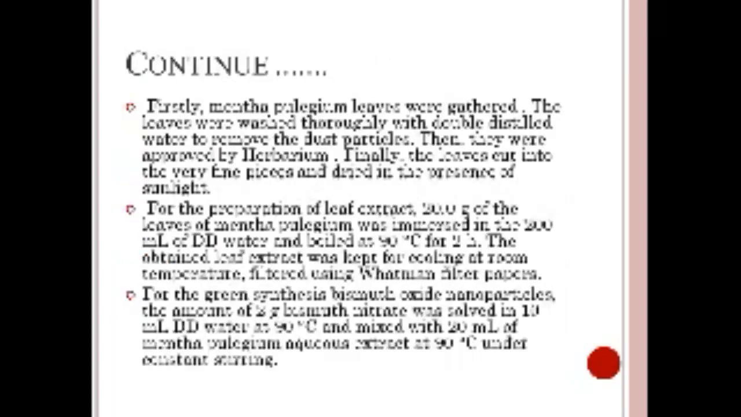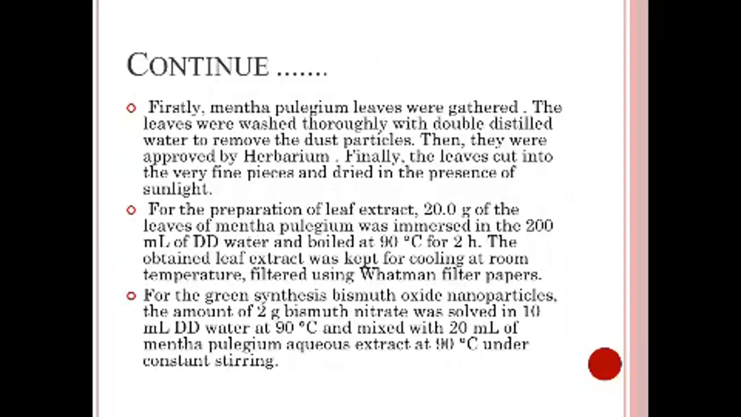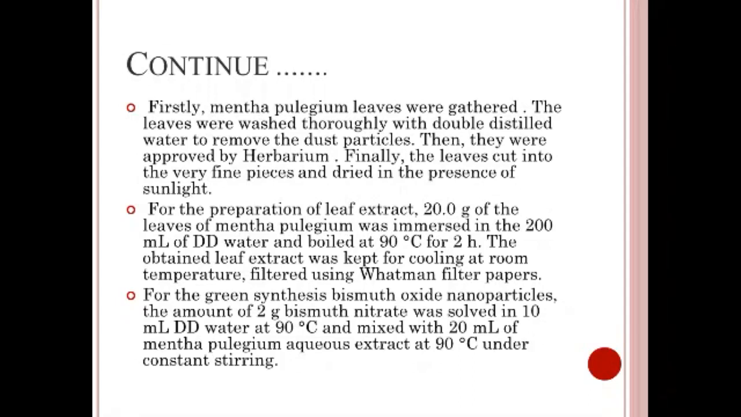What happened in this process? Firstly, Mentha pulegium leaves were gathered and washed thoroughly using double distilled water. The double distilled water was used to remove the dust particles, and then it was approved by the herbarium and university. And finally, the leaves were cut into fine pieces and then dried in the presence of sunlight. For the preparation of aqueous leaf extract, 20 gram of Mentha pulegium leaves were taken and dissolved in 200 ml of double distilled water and then boiled at 90 degrees Celsius for 2 hours. Then the leaf extract was cooled at room temperature and filtered using Whatman filter paper.